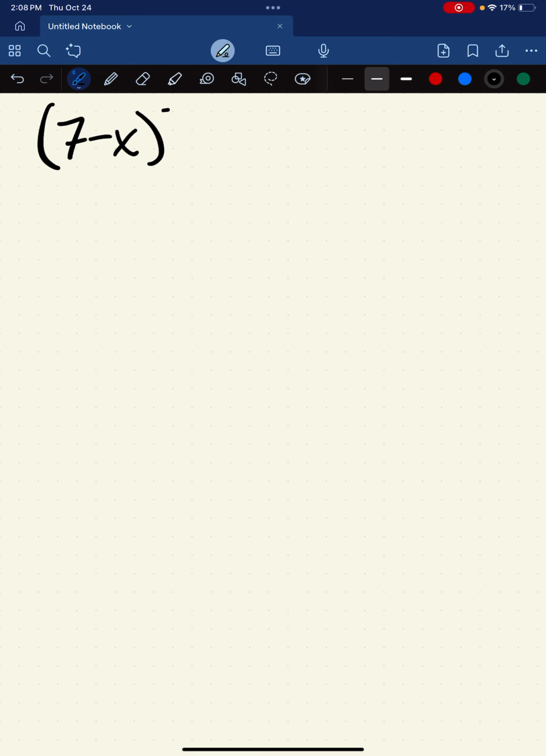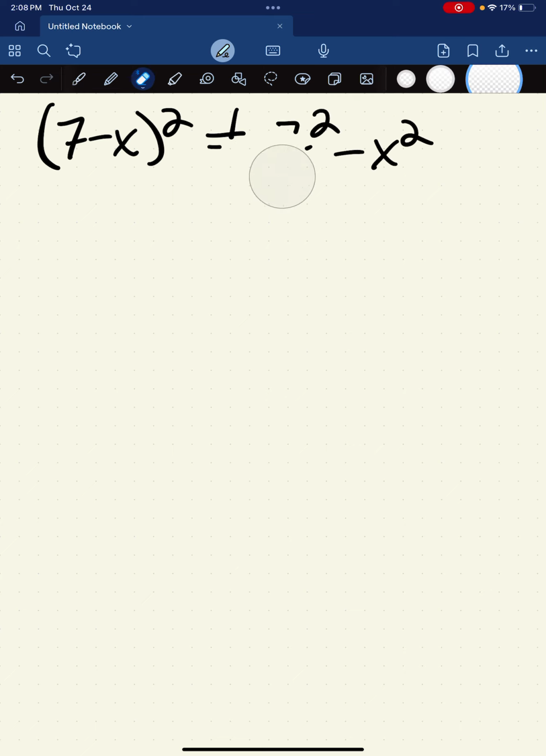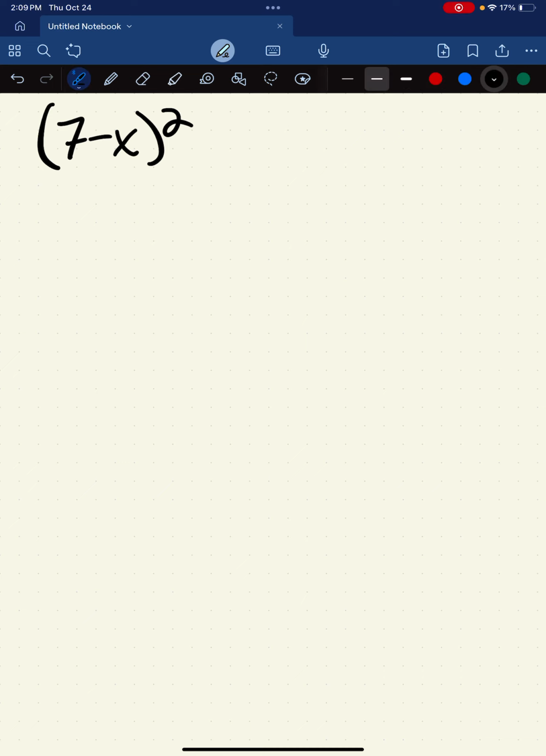Let's do 7 minus x squared. Now remember, this is not 7 squared minus x squared. It's very, very important that you don't make that error. What it is is 7 minus x times 7 minus x.